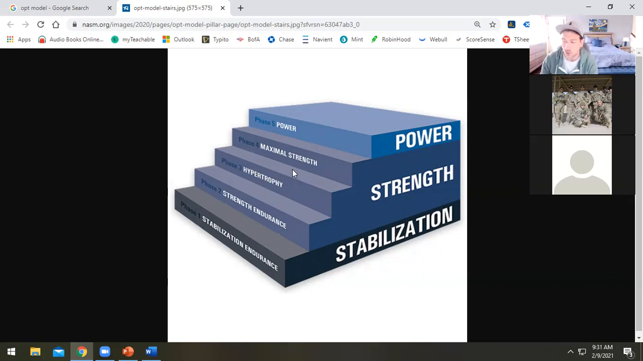Then we have phase 4 here. This is maximal strength. This is truly the strength part of the strength level here. This is 1 repetition up to 5 repetitions and no higher. That's super intense, right? If you can do 6 reps, you're lifting too light. You need to lift heavier. That is our maximum strength.